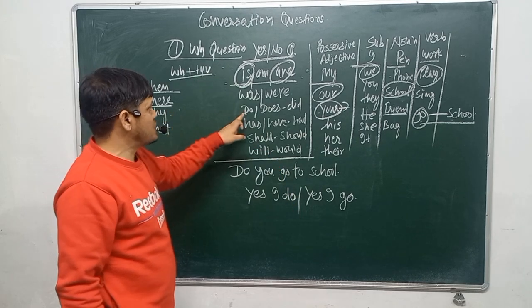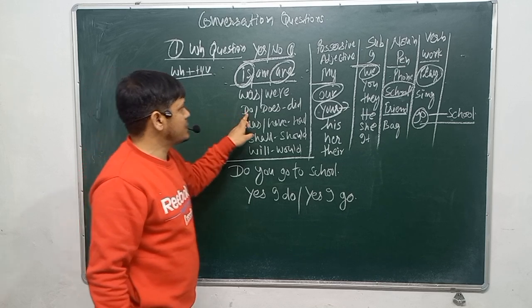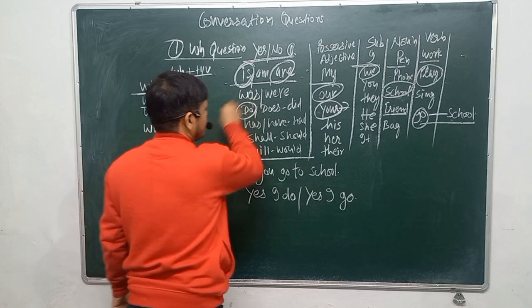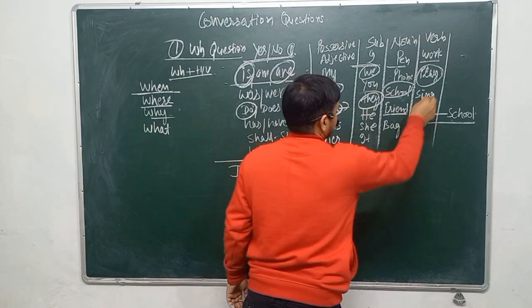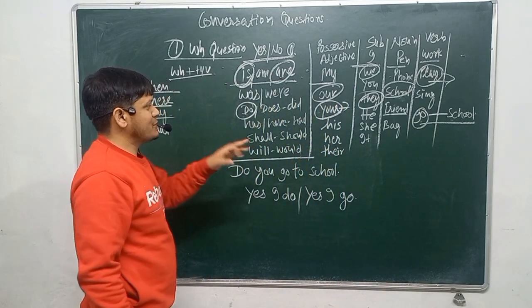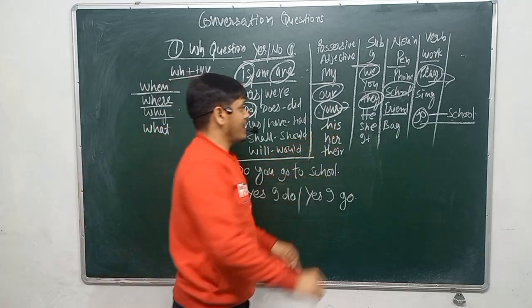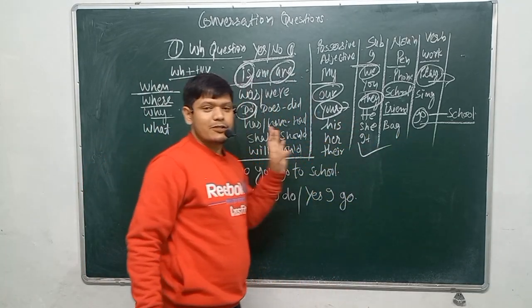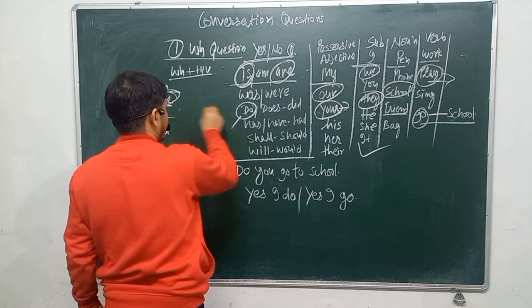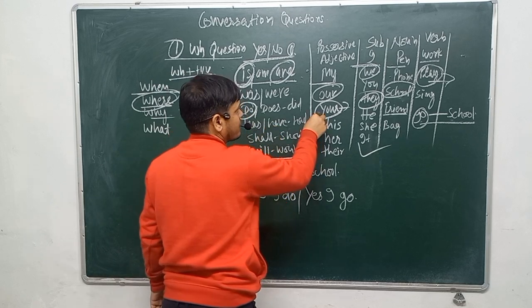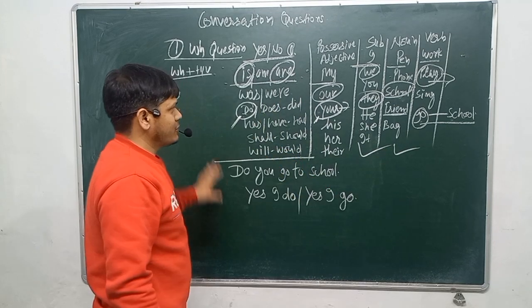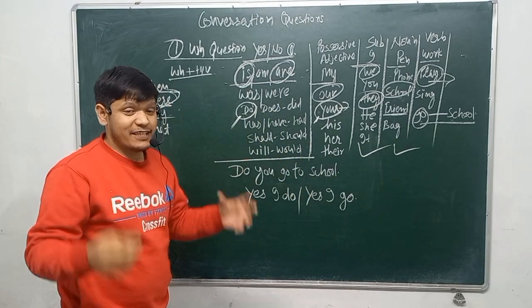Why do they play cricket? Fine. At this time we are using the subject words, and we can use the possessive adjective also. Where do your friends live? We are using a noun from here. So this is the way to make questions in English language.